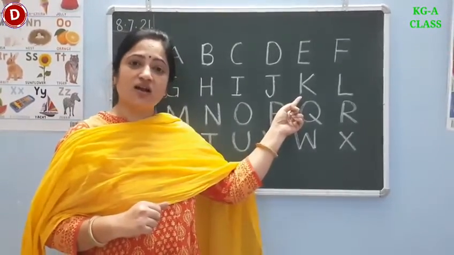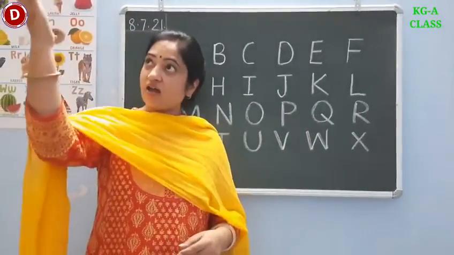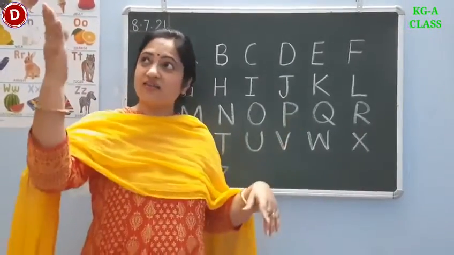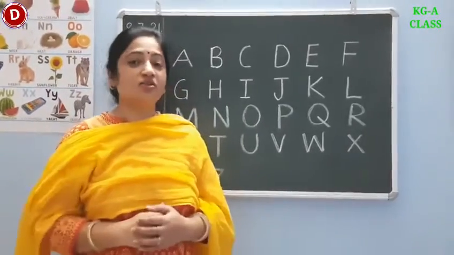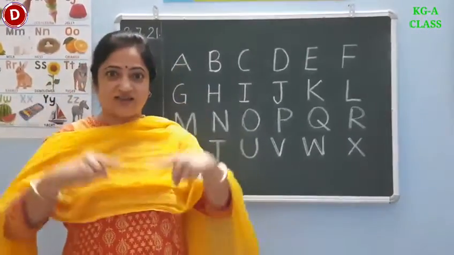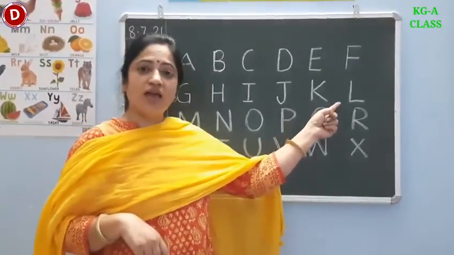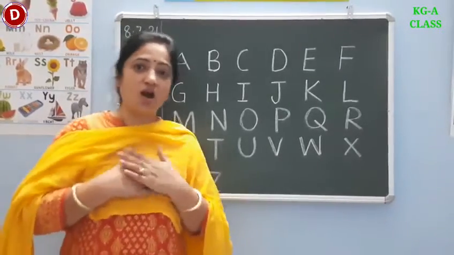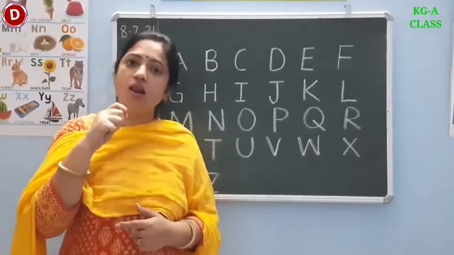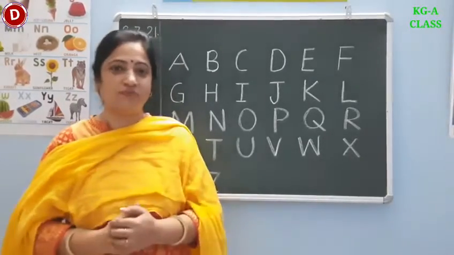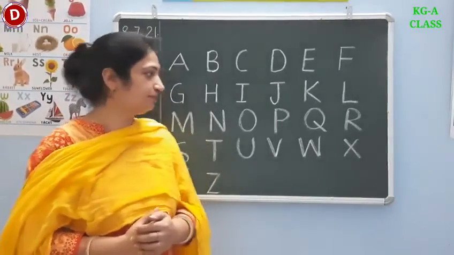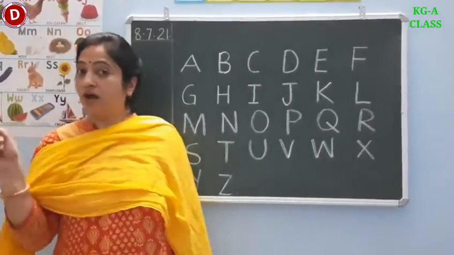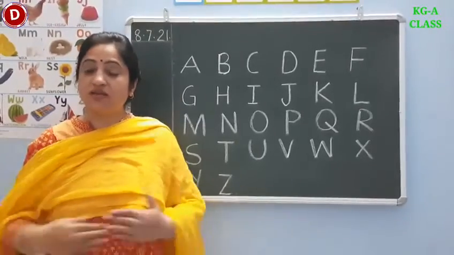Now comes K. This is kicking K. Kites are flying in the sky. K. Kites are flying in the sky. K. So K says k. Kite. Now children, L. We lick a lollipop. We lick a lollipop. L says l. Now comes M. The mom and the dad make many meals.